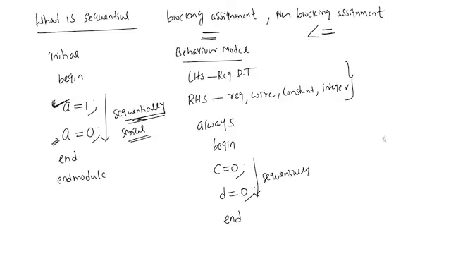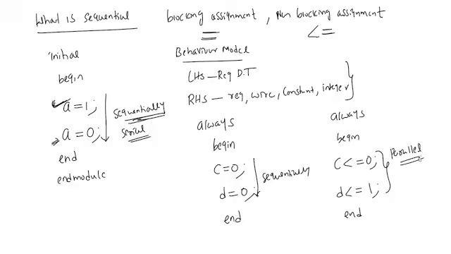If it is non-blocking, suppose I write always begin, C non-blocking with 0 and D non-blocking with 1, end module. Like this, it will execute parallel. Non-blocking assignments will execute parallelly. Is it fine with respect to blocking and non-blocking assignments? Yes.